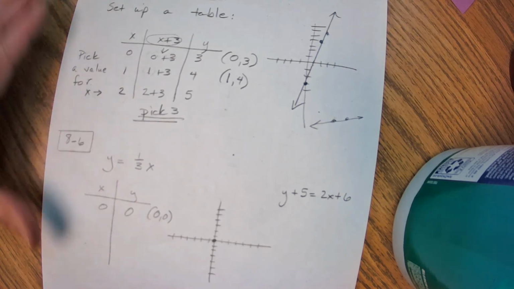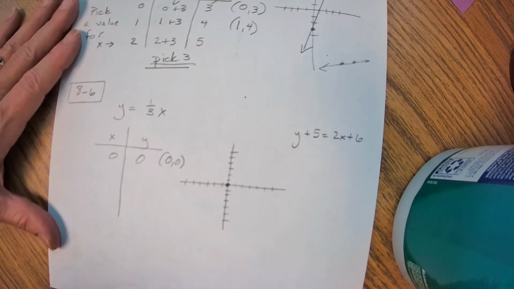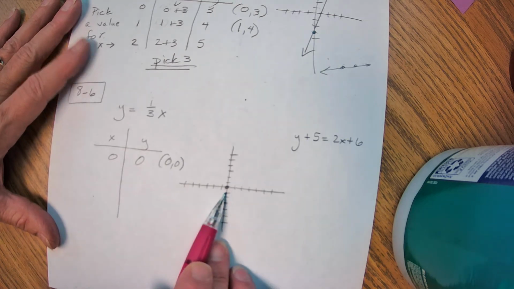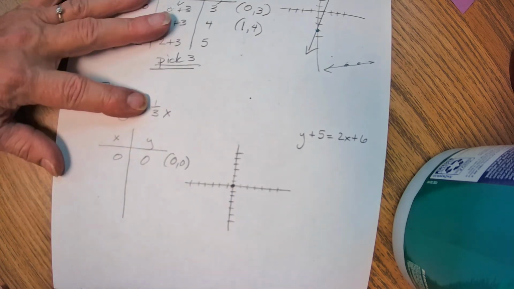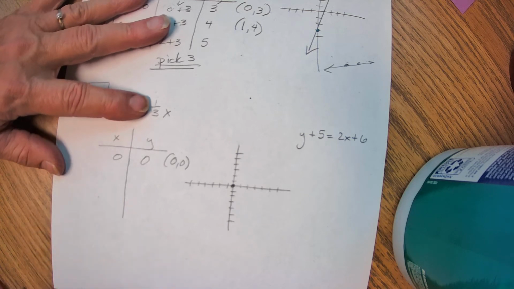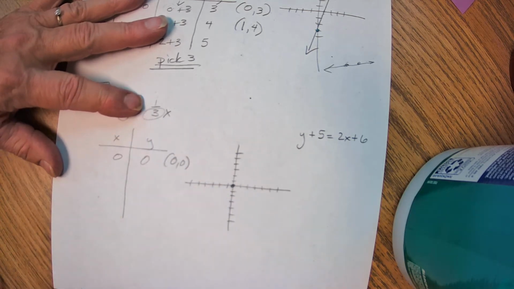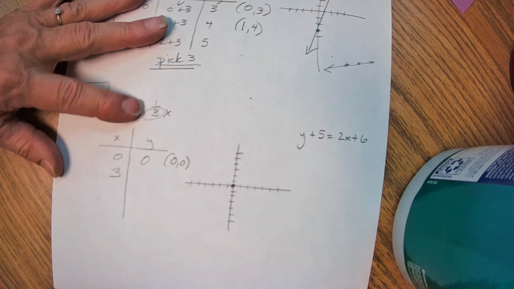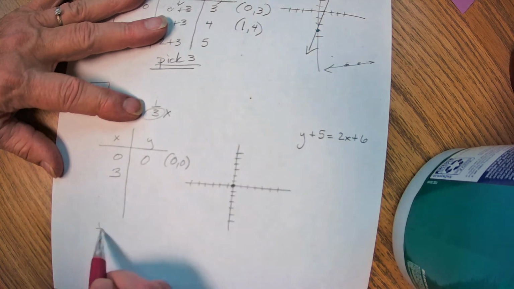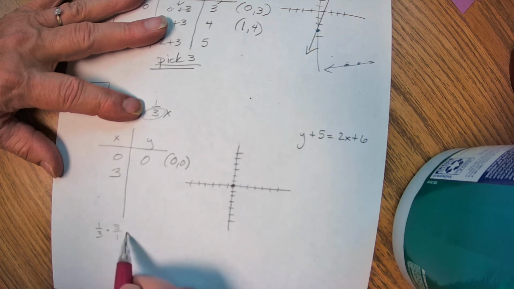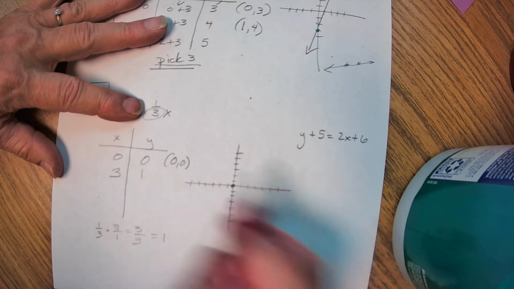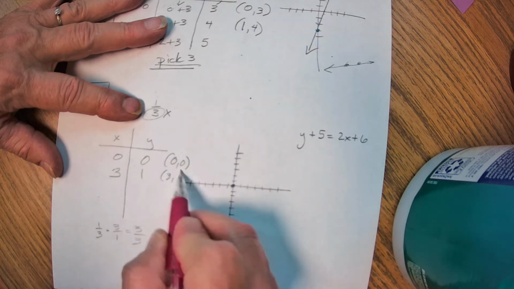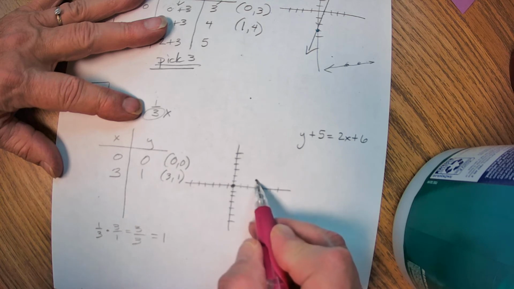So this is a continuation of what we were just doing. And I plotted my first point. So the other values I want to choose for x are going to be whatever that denominator is, because I don't want fractional y values. So let's find out what happens when x is 3. Well, when x is 3, I would have 1/3 times 3 over 1, which is equal to 3 over 3, which we know is equal to 1, right? So that's my next point, 3, 1.